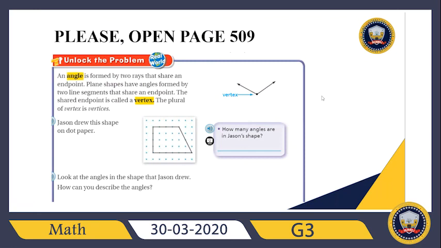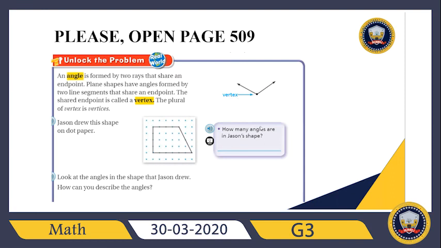Okay, now let's check your book. It says an angle is formed by two rays that share an endpoint, like we said before. So there is an endpoint here. It is common for both rays, and there are two rays. We say this endpoint represents a vertex.